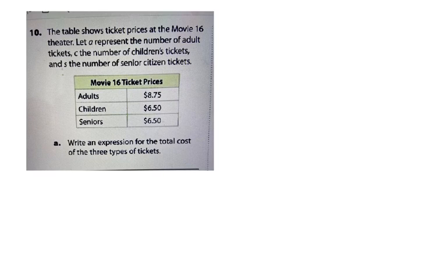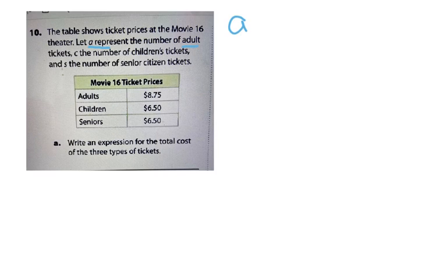Okay, we're going to look at some of these word problems and write some expressions. So here, number 10, it says, the table shows ticket prices at the movie 16 theater. Let A represent the number of adult tickets, C represent the number of children's tickets, and S represent the number of senior citizen tickets. So the first thing I'm going to do is A is adult.